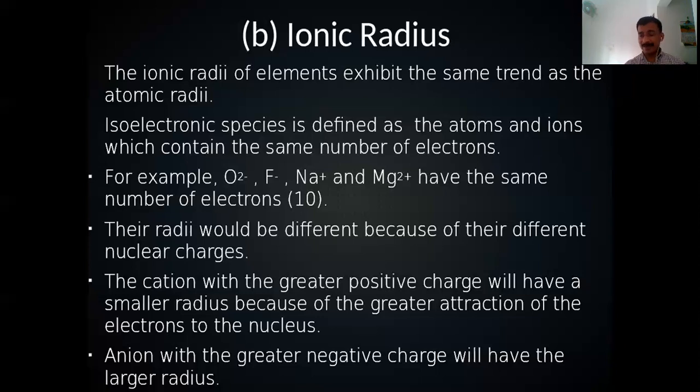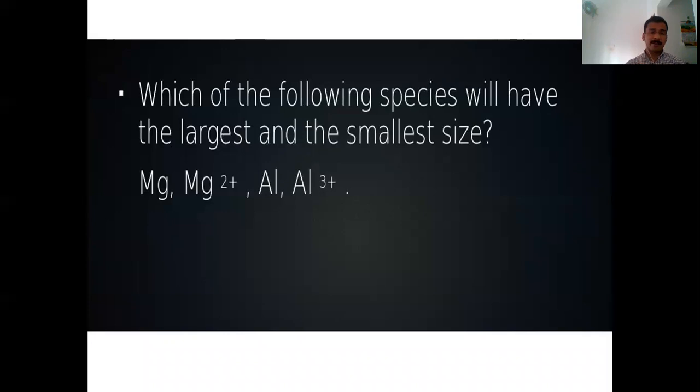Na plus: sodium has 11 electrons. But here one positive charge is there. That means one electron is removed from sodium. So 11 minus 1 equals 10. Mg2 plus: magnesium has 12 electrons. But here two positive charges mean 2 electrons are removed from magnesium. So it will be 12 minus 2 equals 10. All these contain the same number of electrons. So these are examples of isoelectronic species. Here we have a question. Which of the following species will have the largest and the smallest size?